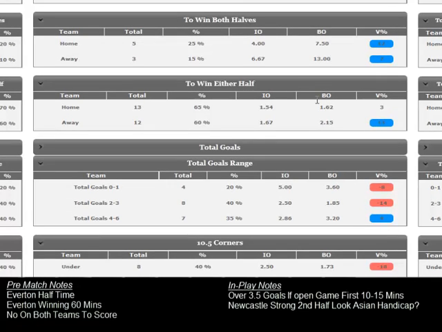To win either half, you've got a bit of value there in the away team to win either half. So again, that kind of backs up this second half business that we looked at earlier. 6% chance, 13% of value. So yeah, that would definitely go on the short list for the other 4 or 5 we've found.